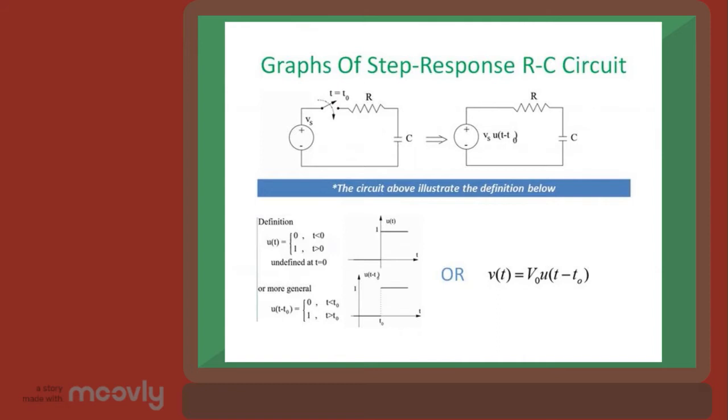This switch circuit illustrates the step response in an RC circuit. As you can see, at t equal to t0, the switch closes, causing a jump or step in voltage across the capacitor. As the switch closes at t equal to 0, the capacitor has an initial voltage of V0. The graphs can be expressed as the equation V(t) equals the initial voltage of the capacitor times the time minus the initial time.